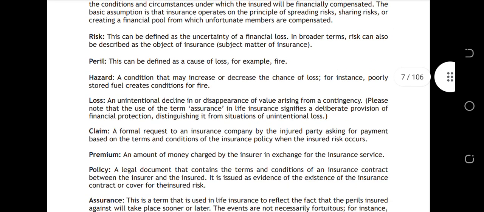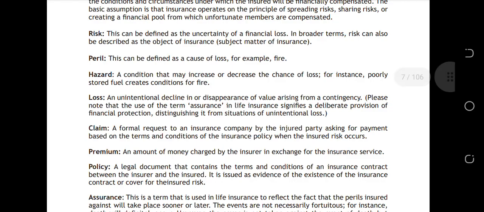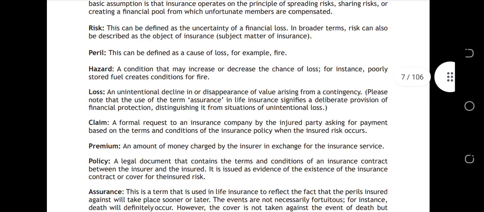Let's talk about the risk. Risk can be defined as the uncertainty of a financial loss. You don't intend it; it just comes uncertainly. You lose some amount of money. Peril can be defined as the cause of a loss. For example, fire. Look at what happened to those in Sudan, those in Gaza. What happened to them? For example, a bomb came, a cause of a loss. It can be fire, it can be a bomb, it can be a heavy storm whatsoever.